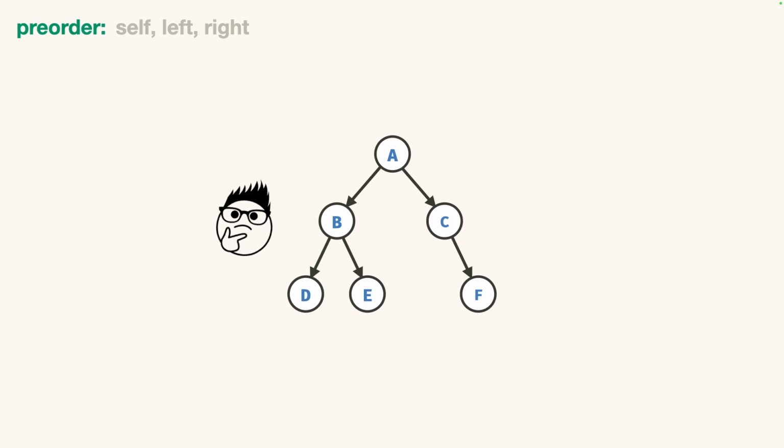I'm going to abbreviate my 3 steps here. So I have self, left, and right. I'm going to use S, L, and R to denote that. And I want to evaluate this at every node. So let's see how it would evaluate here.